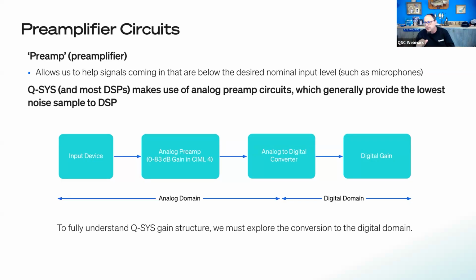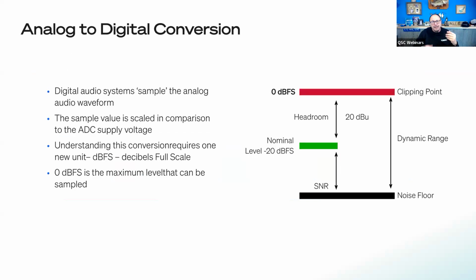Now, to understand the Q-SYS gain structure, we have to understand what happens when we go from analog to digital. Okay, and we're one of the unique DSPs, and I haven't looked at a lot of our competitors lately, but I do know that we're one of the few whose input meters and a lot of meters throughout the design are in dBFS. So dBFS is dB full scale, and the reason that changes once we come into an input, once we go through the analog to digital converter, is that it's dBu before that, and it's dBFS after that.